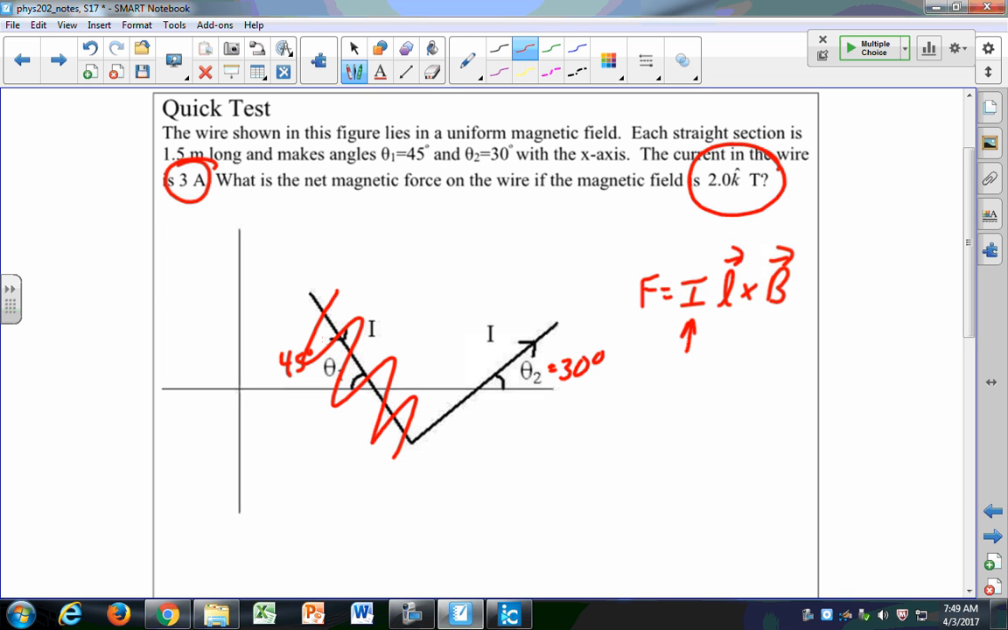I know I, that's a scalar quantity, it's 3 amps. And I know B, the magnitude and direction of B. So I need to know what is L. Now, L is a vector, so how would you go about figuring out the vector quantity for L? How might you do that? Can you express L in vector notation, in I, J, K notation?